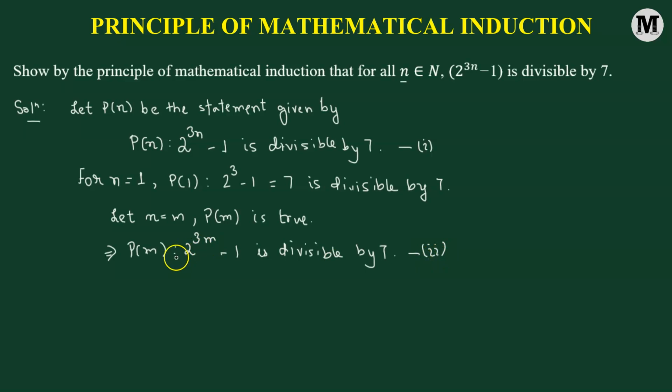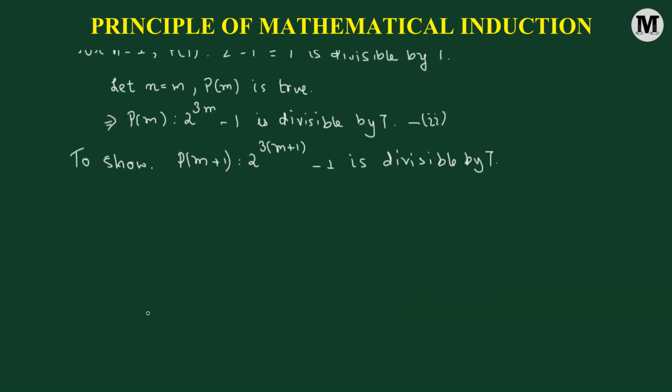We're making an assumption that p of m is a true statement, and using the statement we will be showing that if we consider the next consecutive natural number, that means if we choose n equals m plus 1, then p of m plus 1, which means 2 raised to the power of 3 multiplied by m plus 1 minus 1, is also divisible by 7.